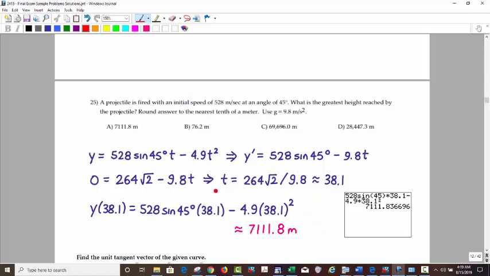And then to get the maximum height, you go back to the original equation up here and plug in 38.1, which is what I did in the calculator. So 528 sine of 45 degrees times 38.1 for t minus 4.9 times 38.1 squared gives you 7111.8 meters, roughly. There it is. Answer A. Excellent.